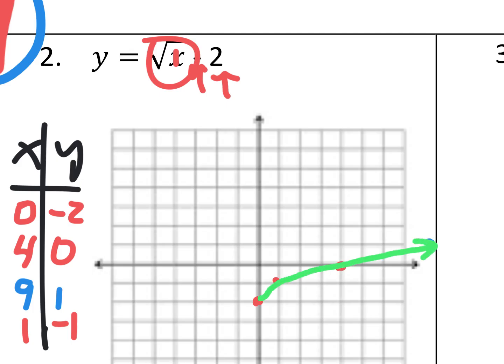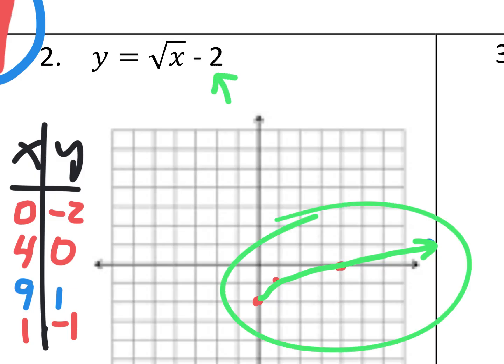That is the square root graph. Kind of looks like a ramp going up to the right. But this one seems to be moved down. Look at it. Doesn't it make sense? It's got the minus 2 at the end. This means down 2. So look at it. It moved down 2. It used to be here. It moved down 2.